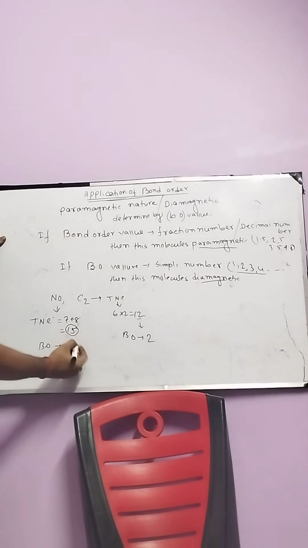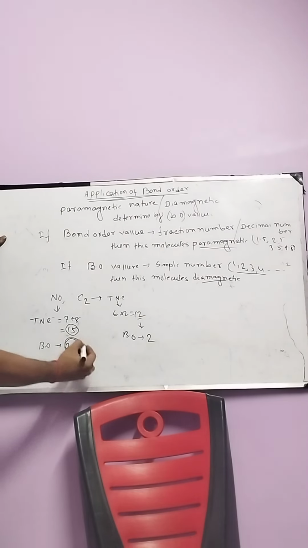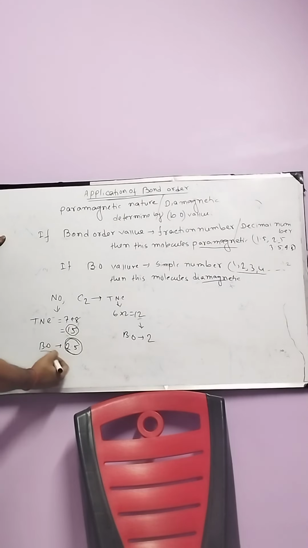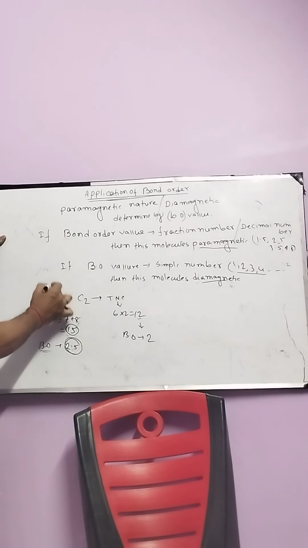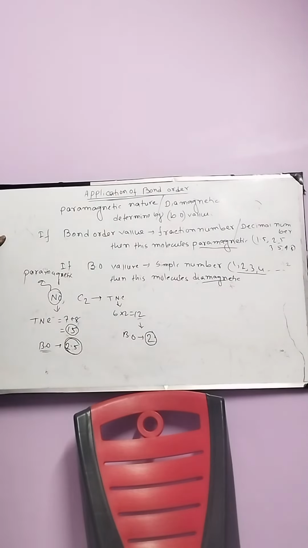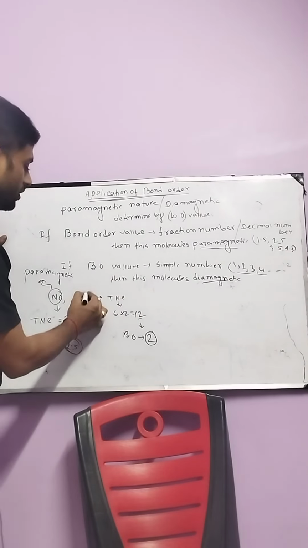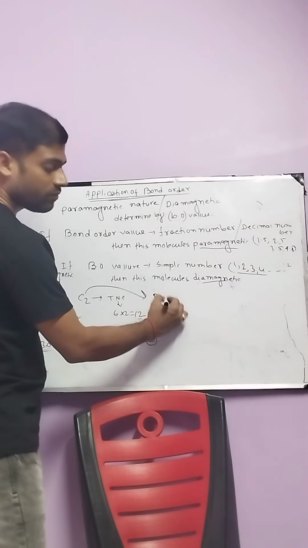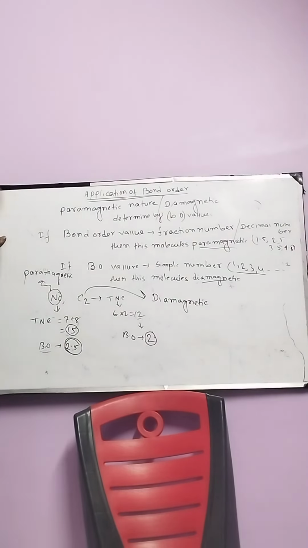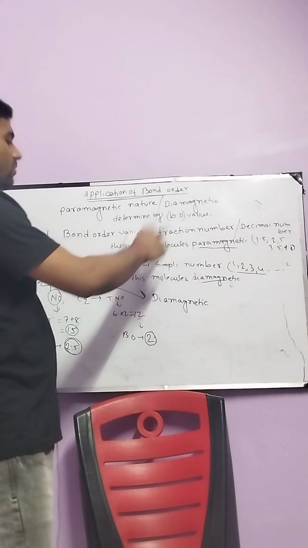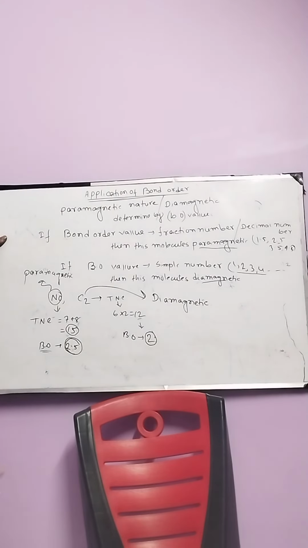So the bond order value 2.5 is a fraction number or decimal number, so this compound is paramagnetic. For C2, the bond order value is a simple number, 2, so C2 is diamagnetic. This is the method for paramagnetic and diamagnetic nature. If it is a fraction value, then paramagnetic, and if a normal value, then diamagnetic.